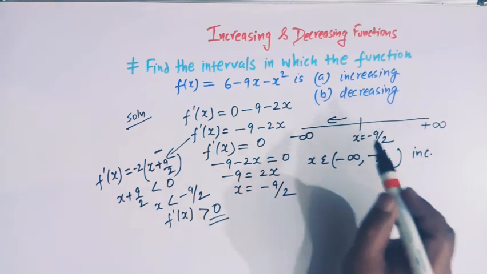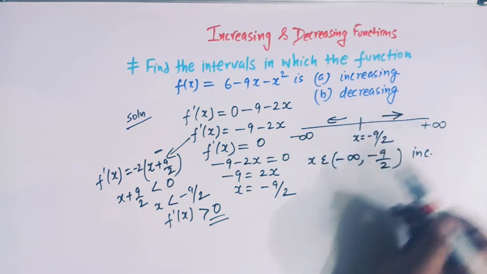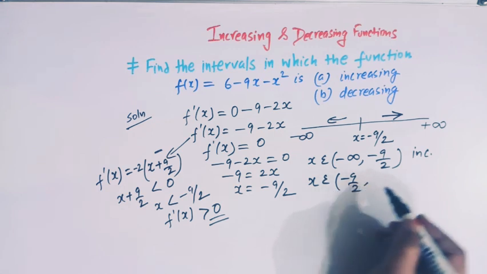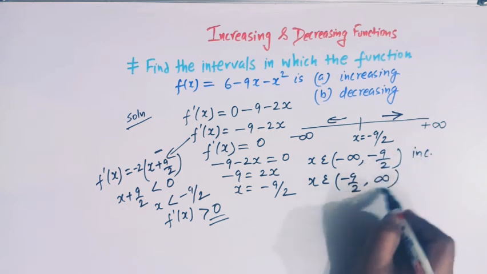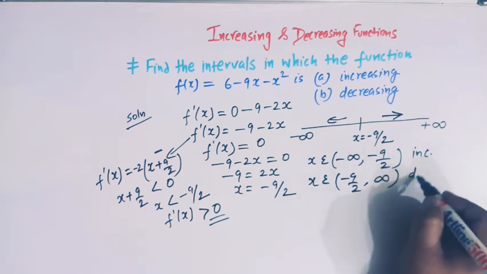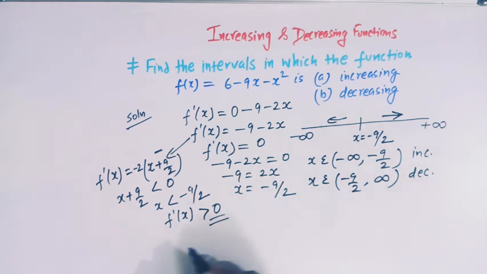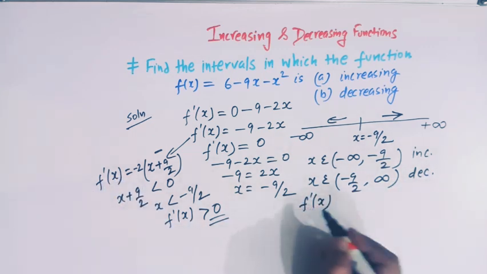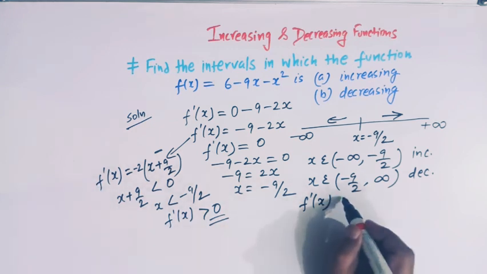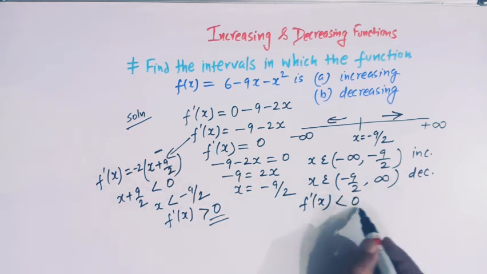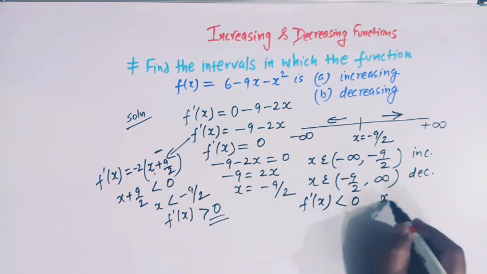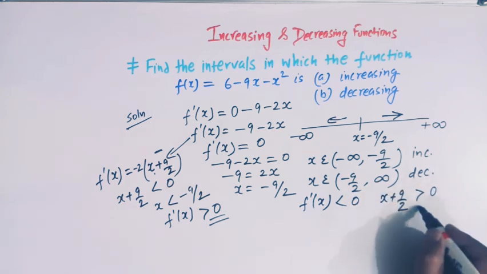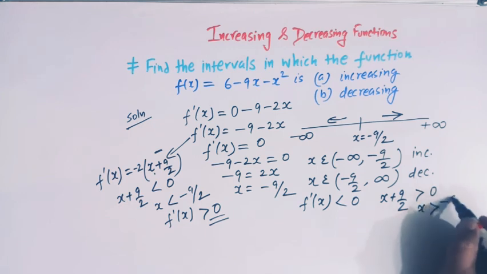And whenever x lies from minus 9 by 2 to infinity, then the function is said to be decreasing, right? Because for decreasing, the derivative must be less than 0, and this is possible whenever the x plus 9 by 2 factor is greater than 0, that is x should be greater than minus 9 by 2.